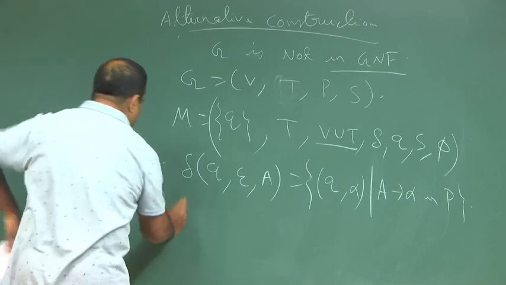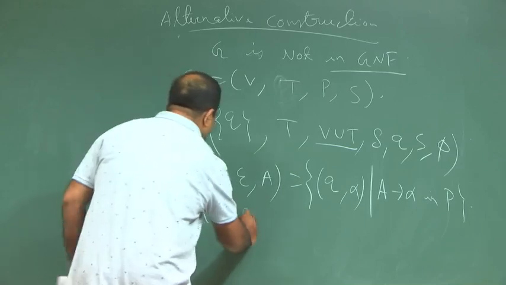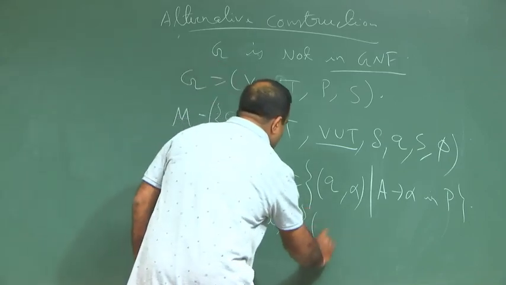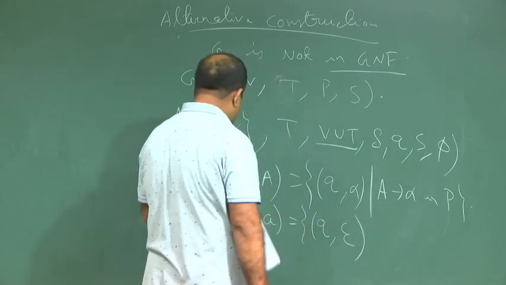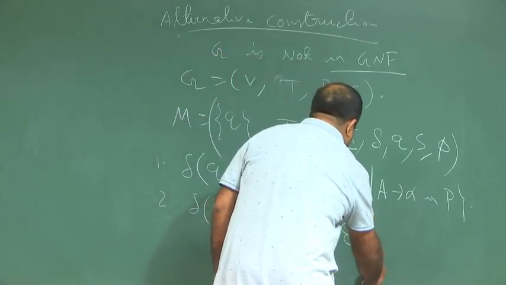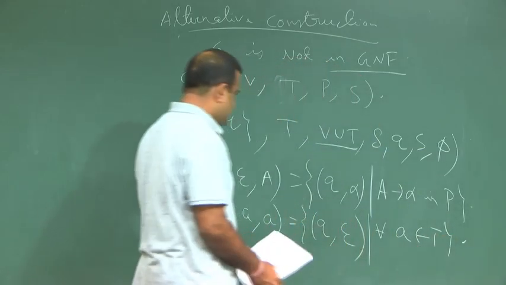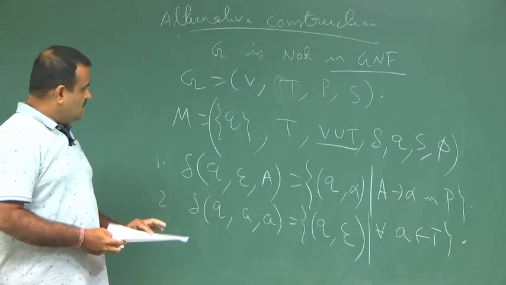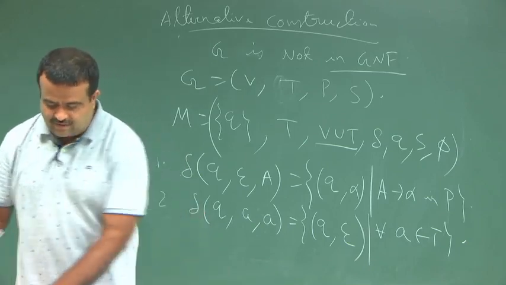And the second rule is delta of Q, a, a, this is nothing but Q comma epsilon, for every a in T, for all a in T. So, if you have a terminal, then it will be Q comma epsilon. Okay. So, with that we can have a construction like this.